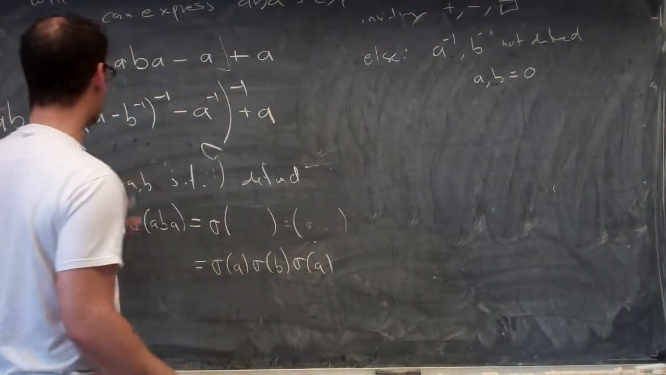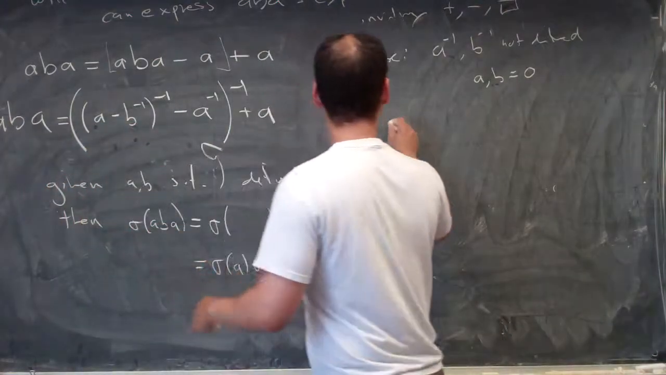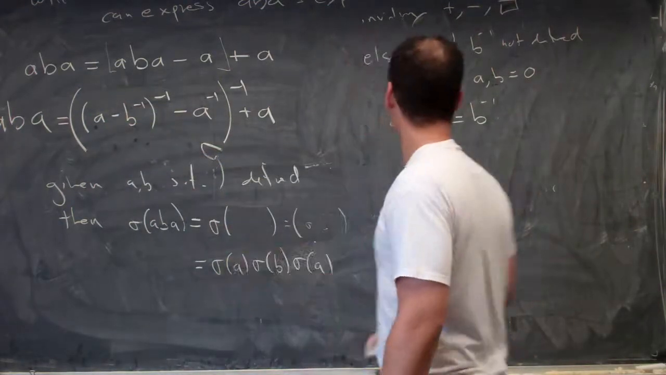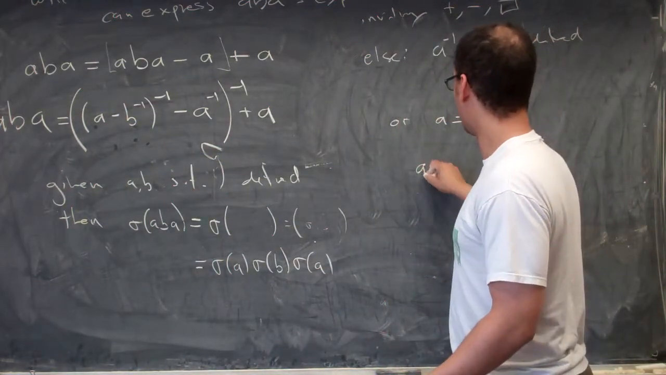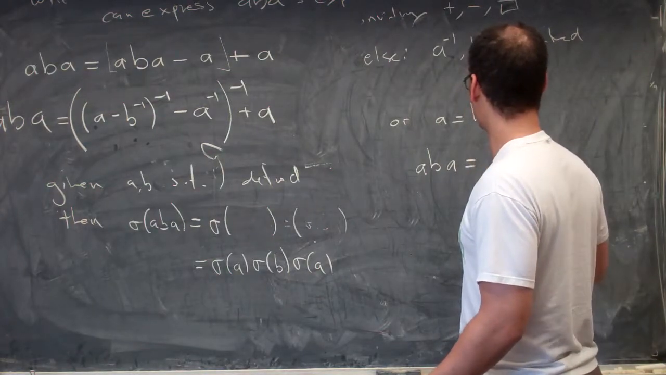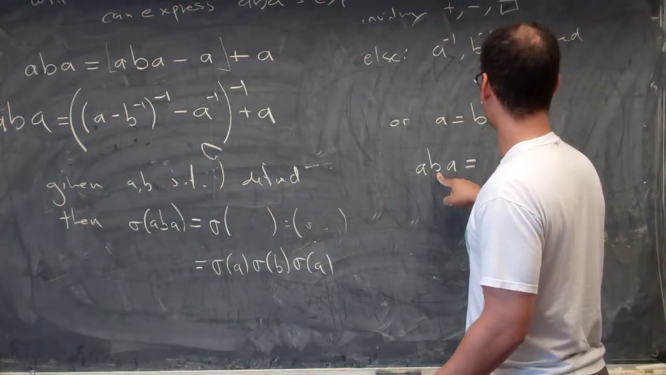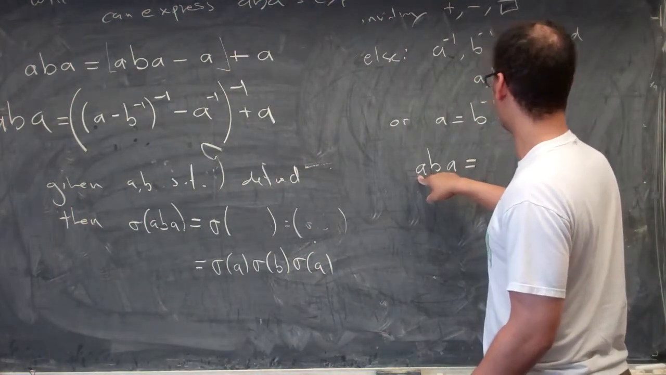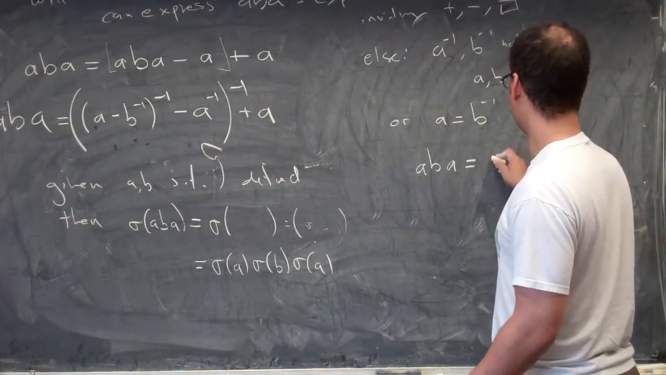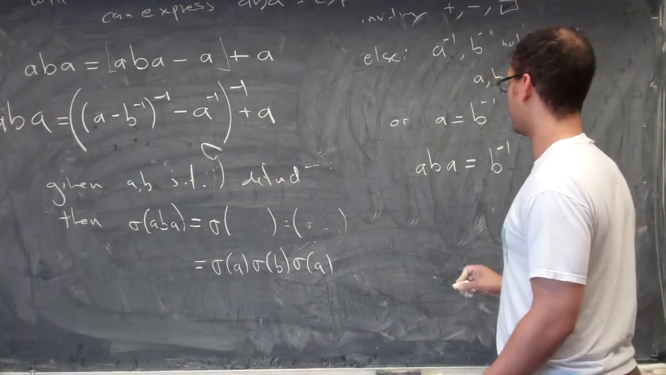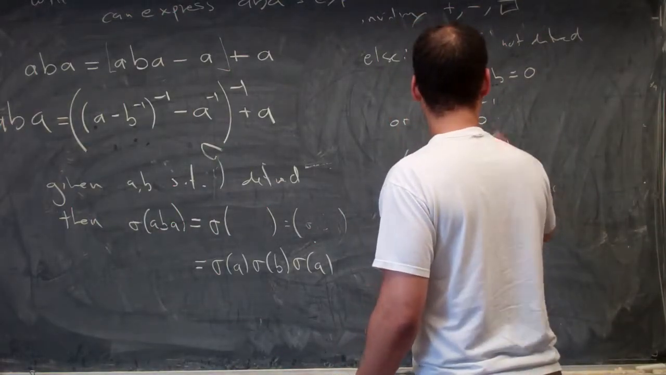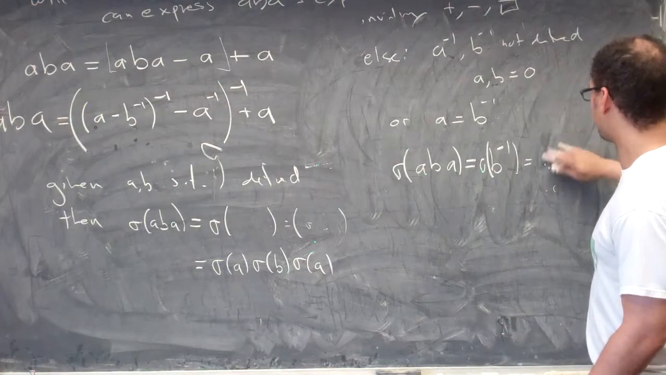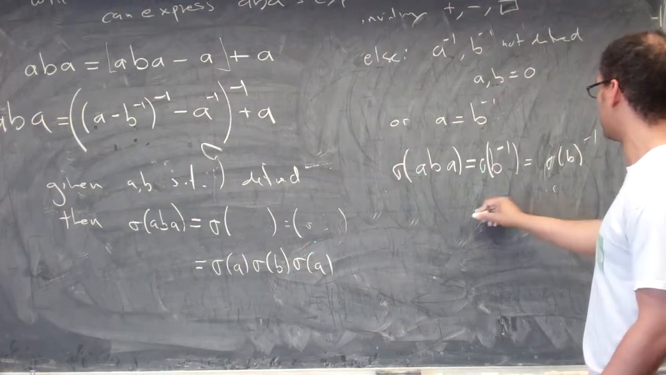When else might it not hold? It might not hold if A is equal to B inverse, then I can't take the inverse there. If A is equal to B inverse, though, then ABA is A inverse, if A is equal to B inverse, then this is B inverse B inverse, so this is just B inverse. And so sigma of ABA is sigma of B inverse, because we know we preserve inverses.